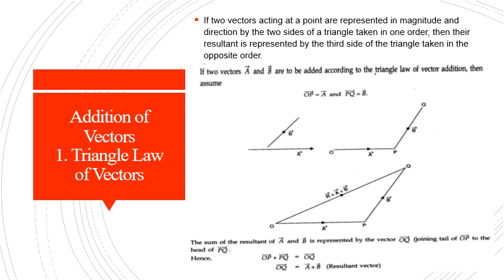Hope you understood this. So what I did? I have taken two vectors A and B. I'm going to draw a vector which is equal and parallel to vector A, that is nothing but OP. And I'm going to take another vector PQ which is parallel and equal to vector B. And I'm going to join these two vectors.